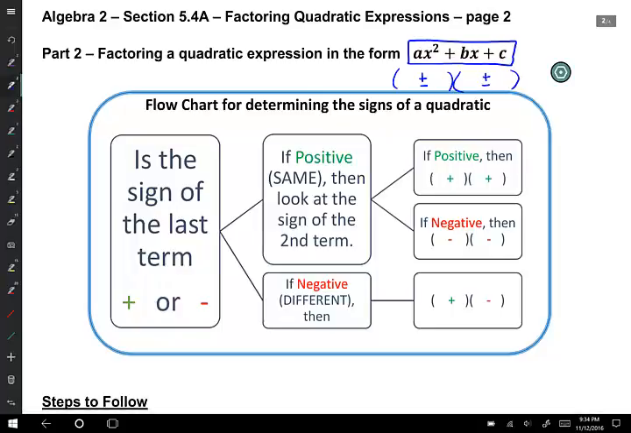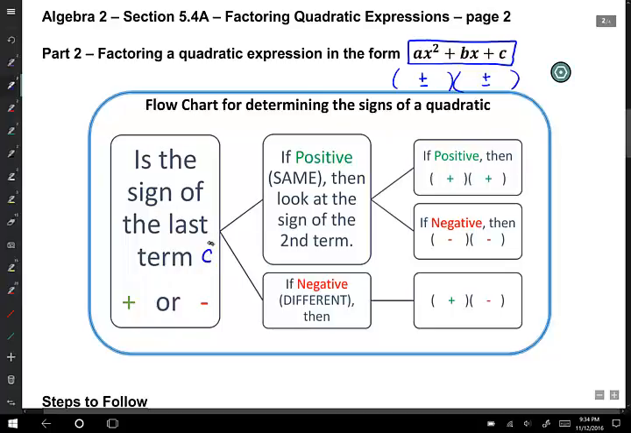And here I made a little chart for us that helps us to determine the clues. The first clue that you're going to look at is the sign of the C term. So we're going to look at the sign of the last term, and so I'm going to put a C here. If the C is positive, then we look at the sign of the second term, and that leads us to either two choices, either a plus plus or a minus minus. If the C is negative, then that's going to lead us down to the fact very simply that the final two terms are going to be a plus and a minus.